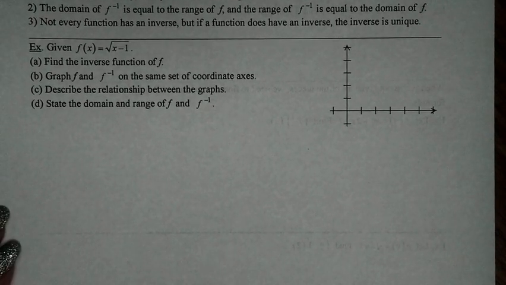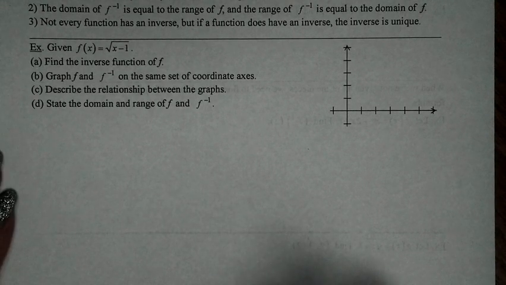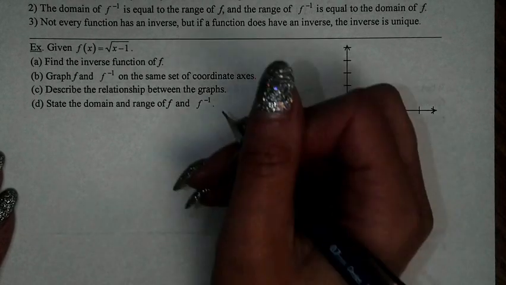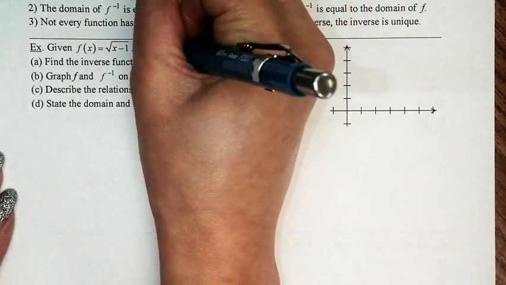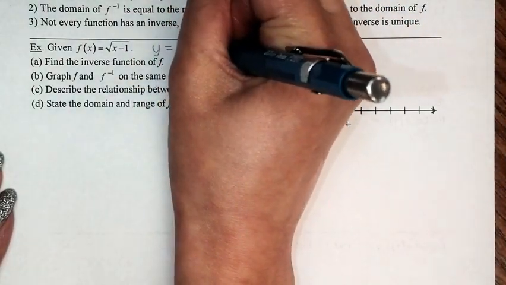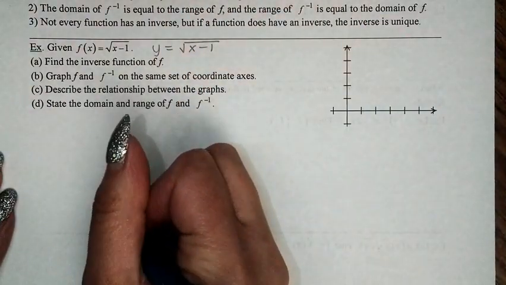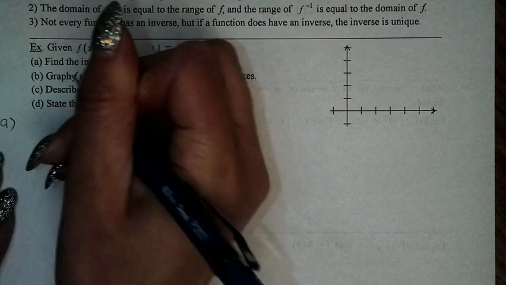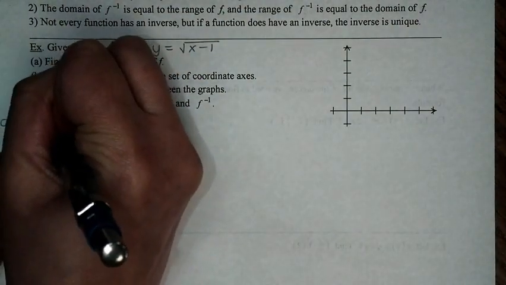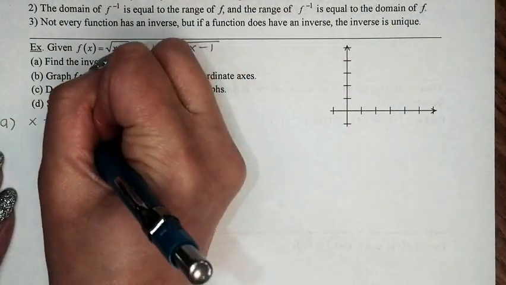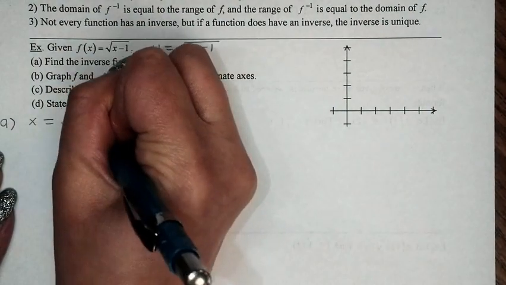So we have f of x equal to the square root of x minus 1. What we need to do first is find the inverse function of f. If you remember this from Algebra 2, the first thing you needed to do is set y equal to the equation that you have, in this case the square root of x minus 1. After that, to find the inverse, we need to switch the x and the y. So you have that x is equal to the square root of y minus 1.